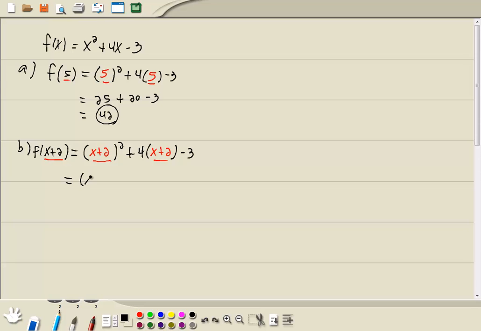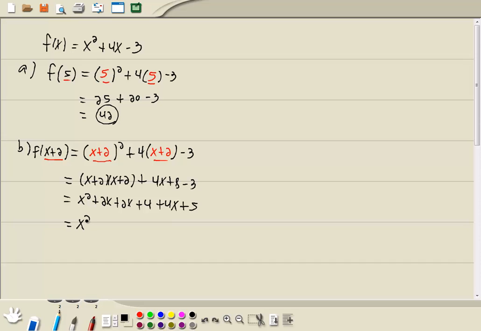Now x plus 2 squared we're going to rewrite as x plus 2 times x plus 2. You have to work it that way. You can't just square the x and square the 2 because of the plus in there. That's what messes it up. Now distributive property. 4 times x is 4x. 4 times 2 is 8. Minus 3. Now FOIL this. X times x is x squared. X times 2 is 2x. 2 times x is 2x. And 2 times 2 is 4. Plus 4x. 8 minus 3 is 5.